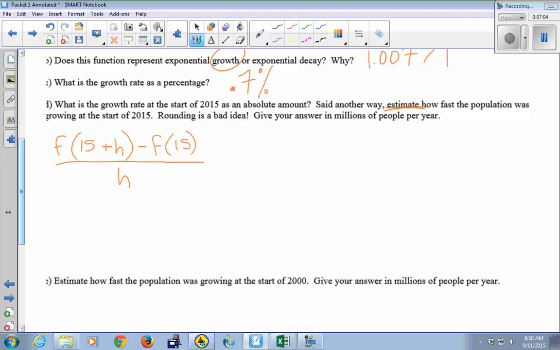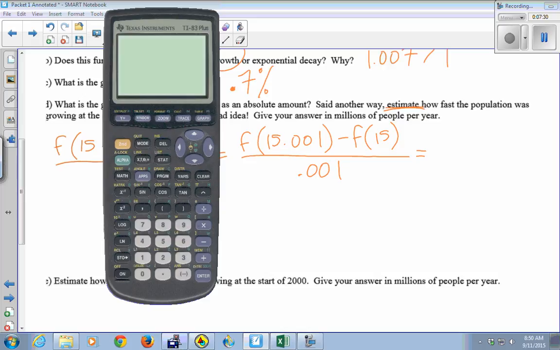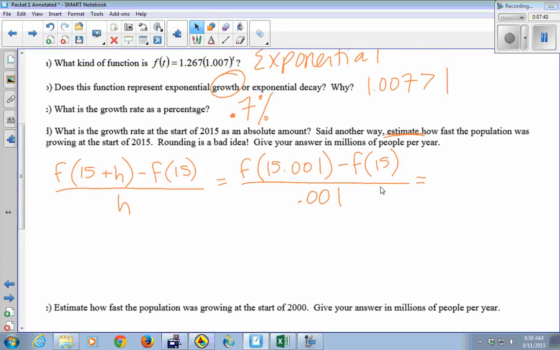All right, what do you want to use for h, small interval? 0.001. Sure. All right, so f of 15.001 minus f of 15 all over 0.001. All right, so I'm going to have my calculator hold all the decimals because I don't want to lose anything in rounding error. So I'm going to go to y equals, and I'm going to put in the function. Scroll up so I can see it.